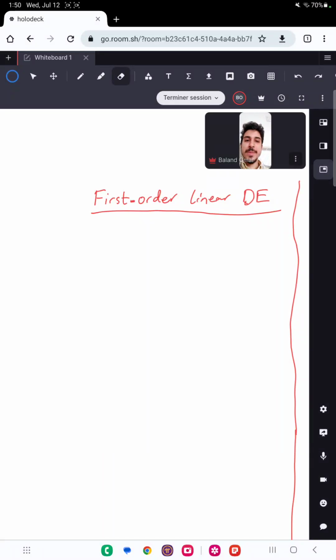Differential equations. Differential equations, as you know, have differentials in them. But what is a first-order linear differential equation? Let's start by giving the standard form of the differential equation.